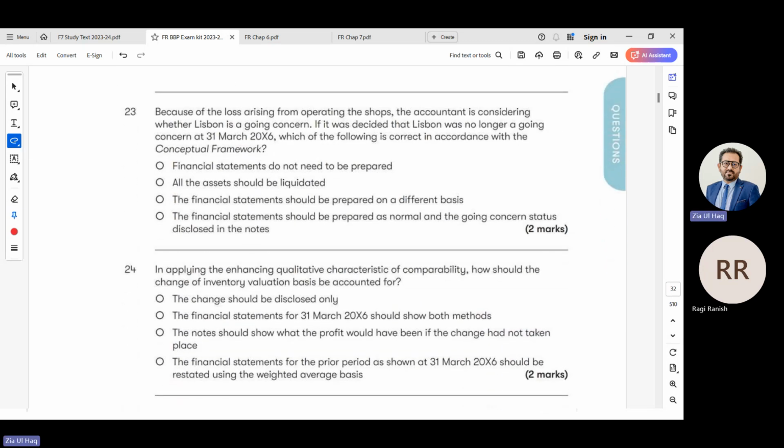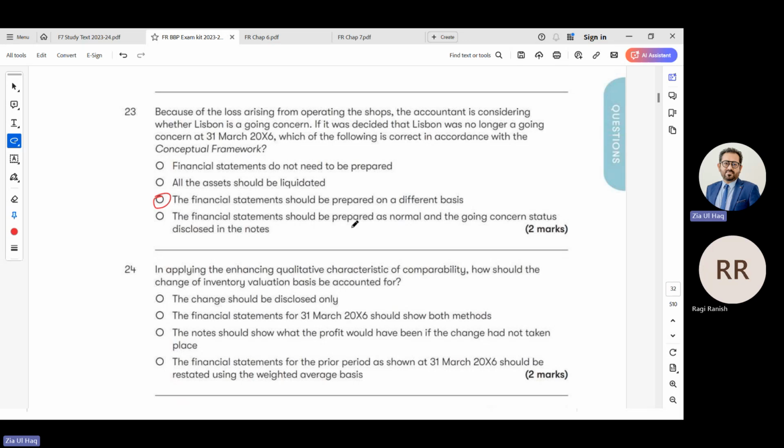23. Because of the loss arising from operating the shops, the accountant is considering whether the company is a going concern. Obviously, there are losses. If it was decided that the company was no longer a going concern at 31st March 2026, which of the following is correct in accordance with the conceptual framework? If the company is not a going concern, what do you need to do? You need to prepare financial statements based on an alternate basis. Financial statements do not need to be prepared. All the assets should be liquidated. That means sell off, no. The financial statements should be prepared on a different basis.